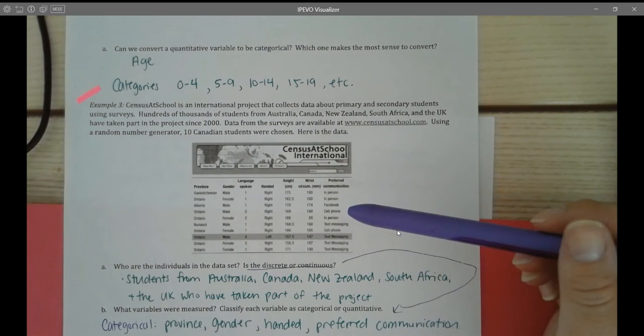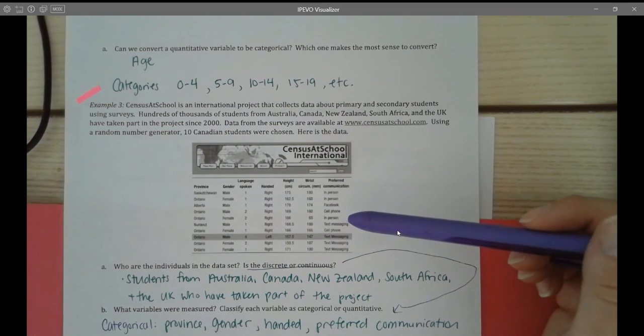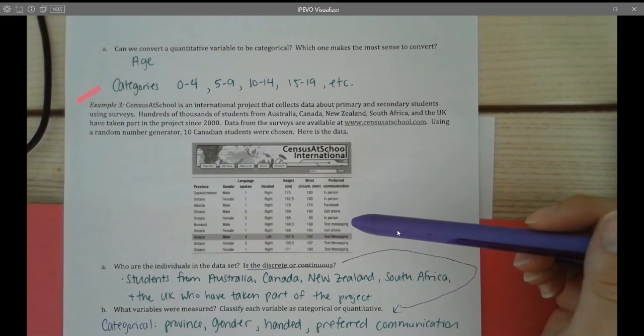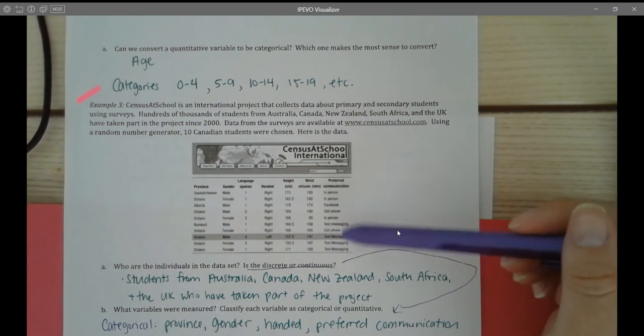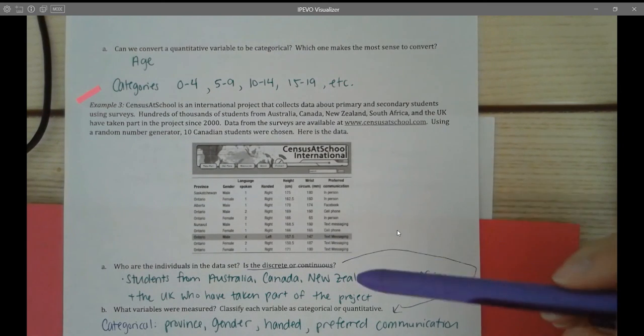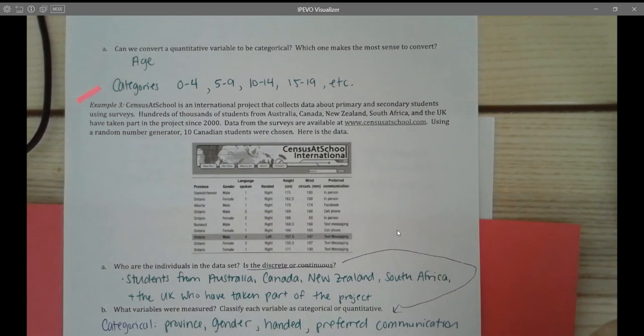Okay. Oh, you might have pulled out this person because they like to communicate by Facebook. This data is a little bit dated, obviously. So, I mean, cell phone and text messaging, is there really a difference there? I don't know. Okay. So we can call these oddities just because it's dated information. Okay. So that was example 3, the census at school.